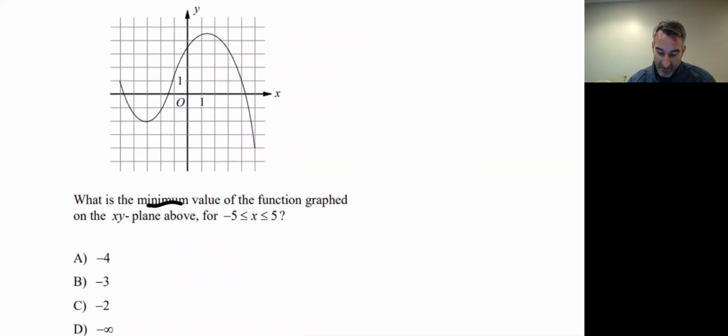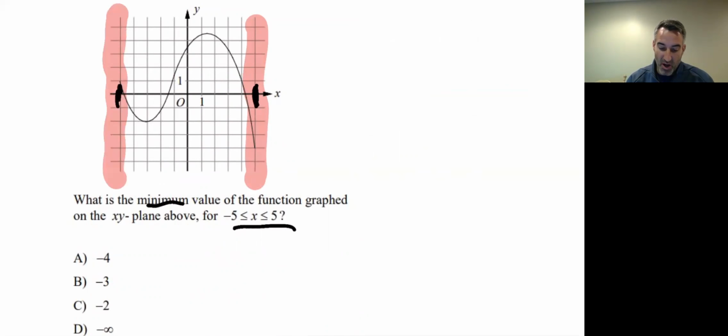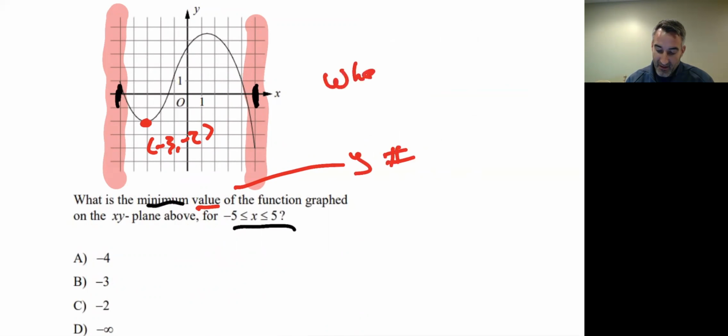Okay, minimum value from negative 5 to 5. So this tells you it has to be between negative 5 and 5. So 1, 2, 3, 4, 5, here's negative 5. 1, 2, 3, 4, 5, there's positive 5. So I have to look between the red lines for the smallest value. Right there, that point is negative 3, negative 2. When they want the value, they want the Y number. Anytime they ask you where, that's the X number. So this time they just want the Y value. There you go, you got it.